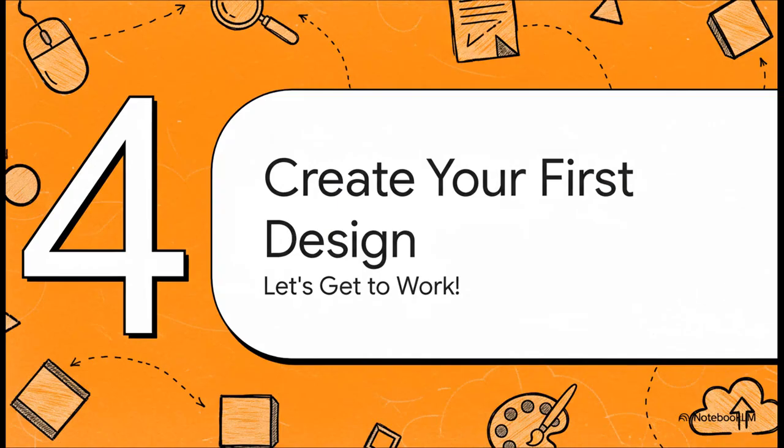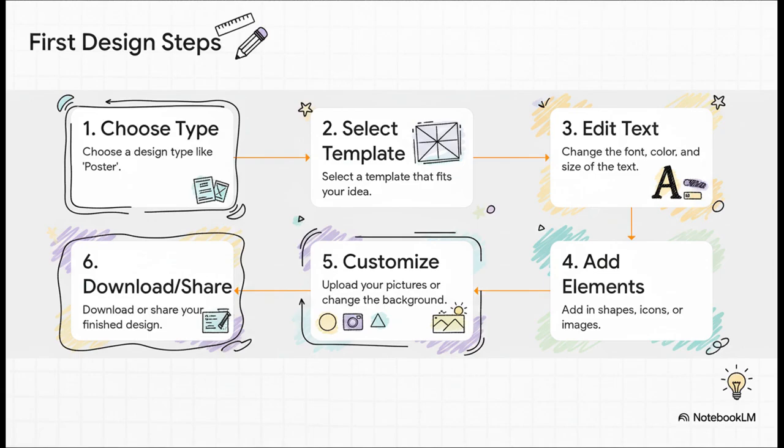All right, enough talk, right? Let's get our hands dirty. It's time to put those tools to work and actually create your very first design. Let's do this. And believe it or not, this is pretty much the entire process. First, pick what you're making. We'll say a poster. Next, find a template you love. From there, you just start making it your own. You click the words to edit them. You drag in a new icon from the Elements tab. Maybe you want to swap the background color. Easy. And just like that, you're at the final step, downloading your awesome new creation.